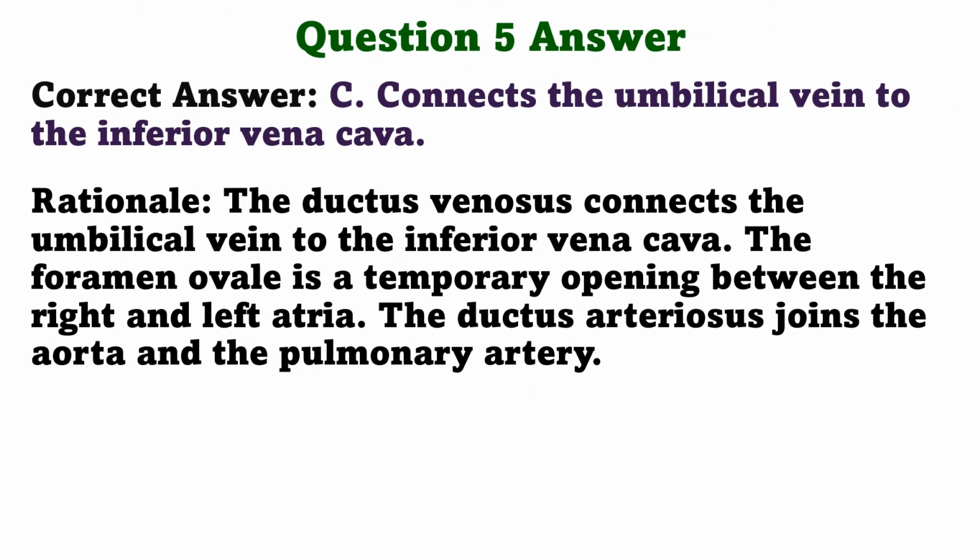The correct answer is C. Connects the umbilical vein to the inferior vena cava. Rationale: the ductus venosus connects the umbilical vein to the inferior vena cava. The foramen ovale is a temporary opening between the right and left atria. The ductus arteriosus joins the aorta and the pulmonary artery.